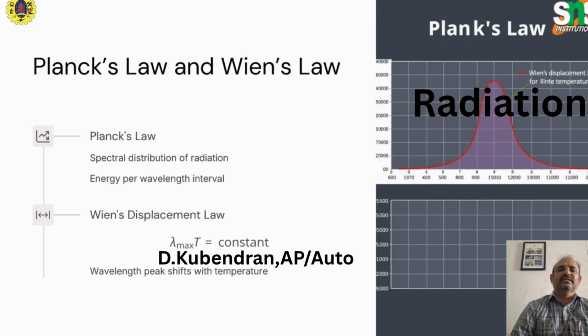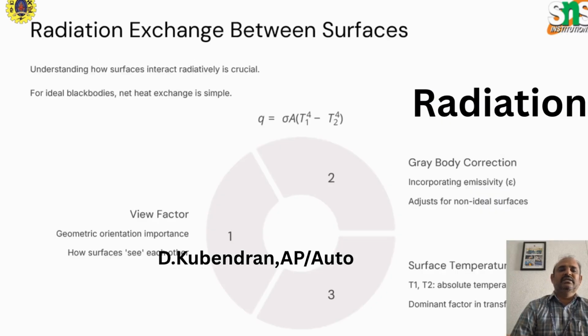Radiation in gases: gases like CO2 and water vapor emit and absorb radiation. Radiation plays a key role in combustion and atmospheric heat transfer. Transparent gases do not absorb radiation. Participating media absorb, emit and possibly scatter radiation.